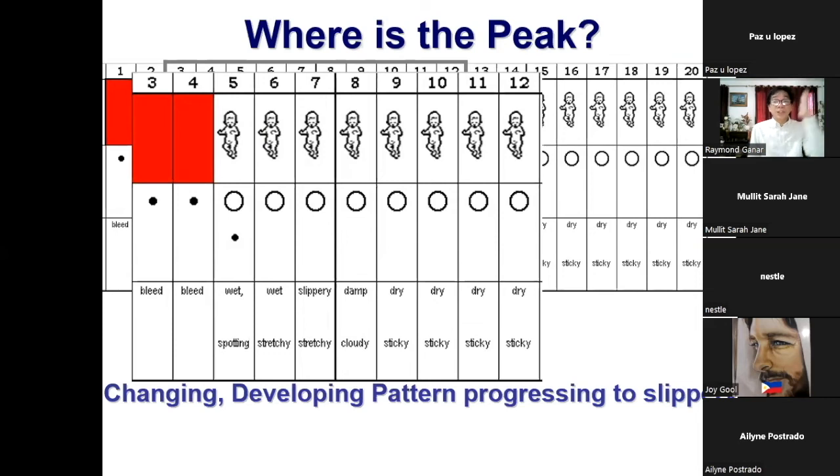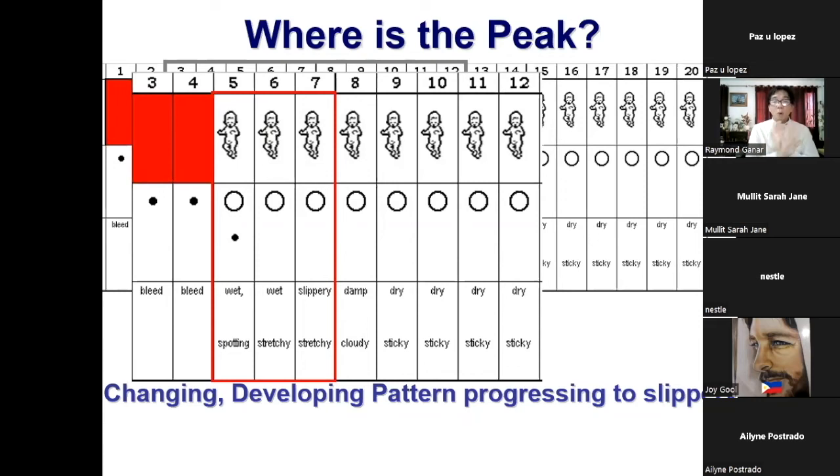Mucus did not start with the slippery and end with the slippery. It ends with the lower characteristics of mucus. In this one, wet, stretchy, and then followed by a slippery sensation. But mucus starts really on day 5. The reason we cannot identify the appearance of the mucus is because of the spotting, no? Even on day 4 or day 3, maybe, it combines with the menstruation.